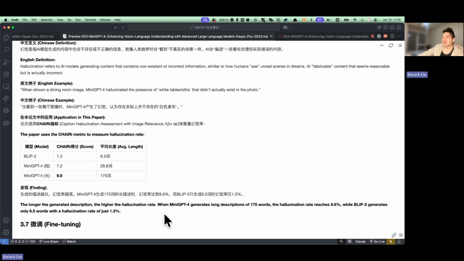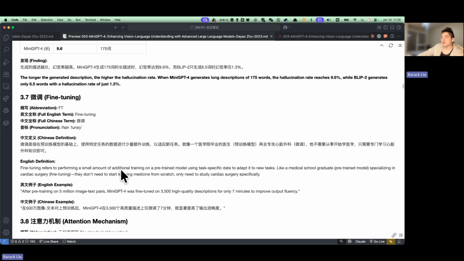The longer the generated description, the higher the hallucination rate. When MiniGPT-4 generates long descriptions of 175 words, the hallucination rate reaches 9.6%, while BLIP-2 generates only 2.5 words with a hallucination rate of just 1.3%. Yeah, I think it makes sense. Just like humans, right? The more details you give, the more mistakes you might make.